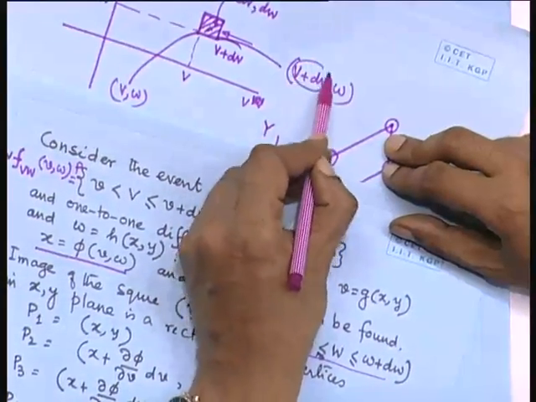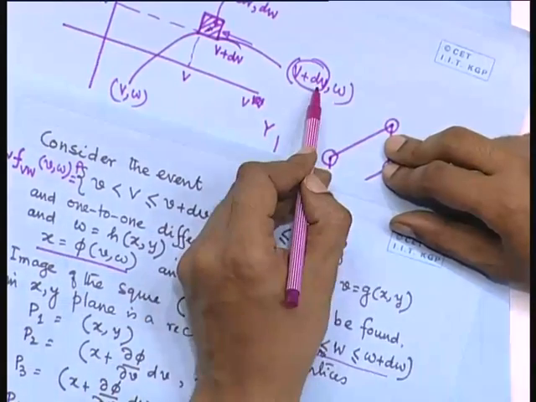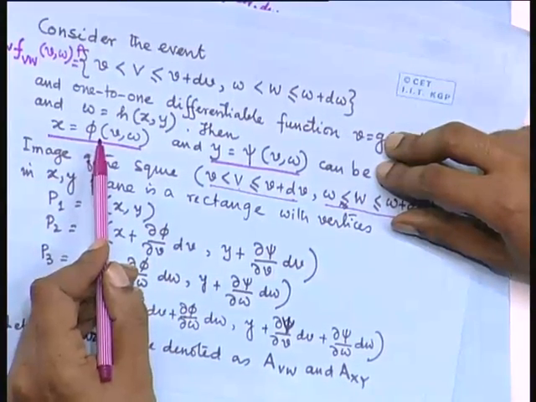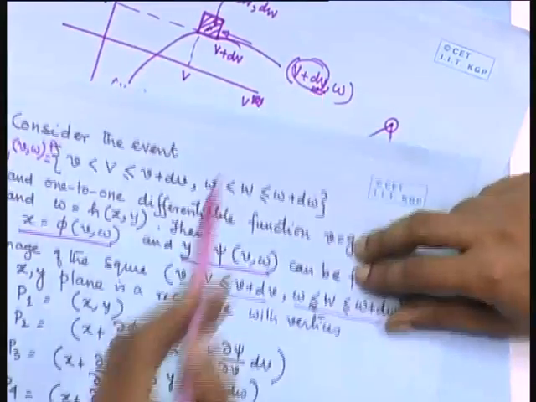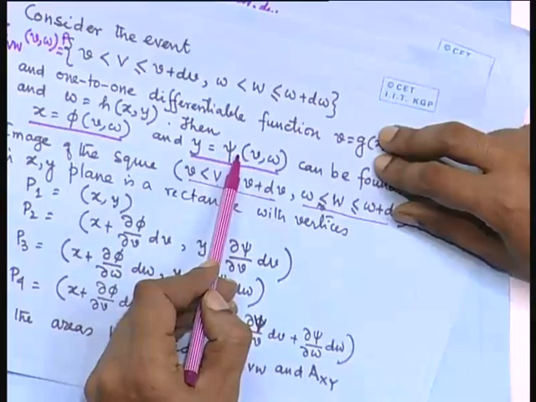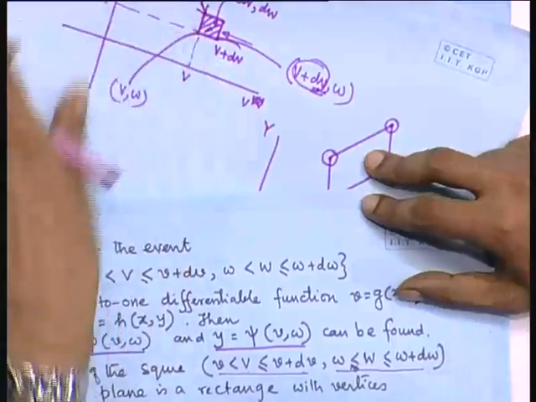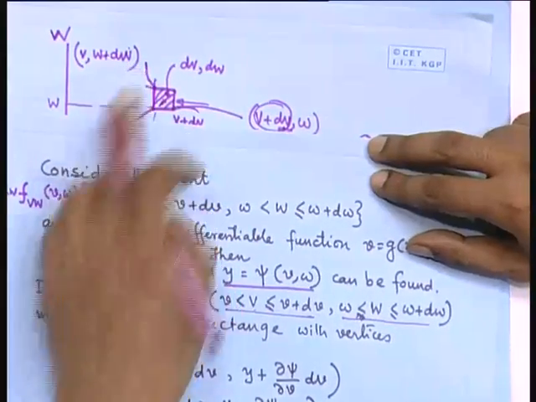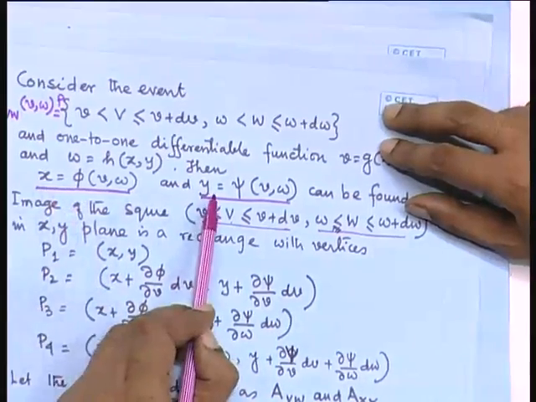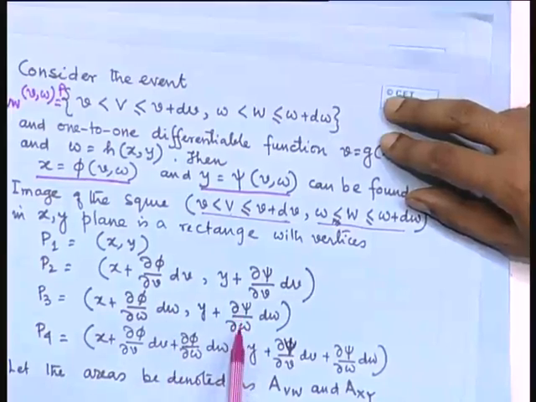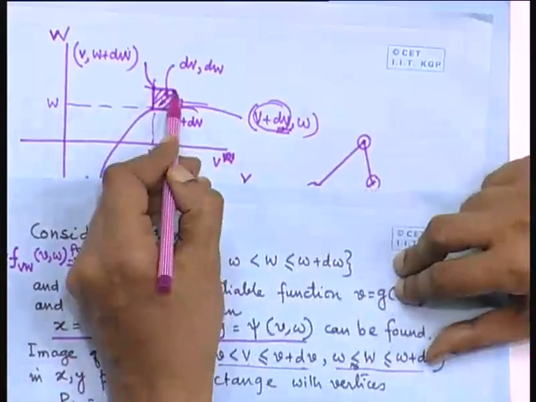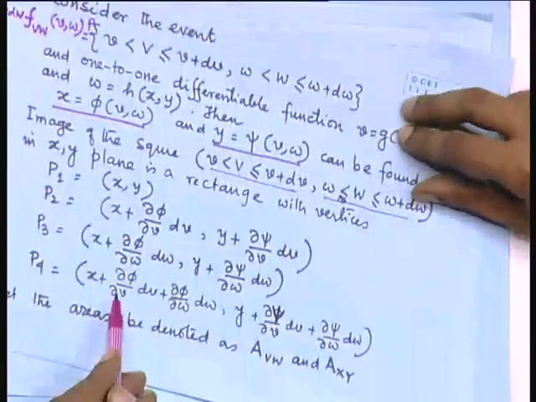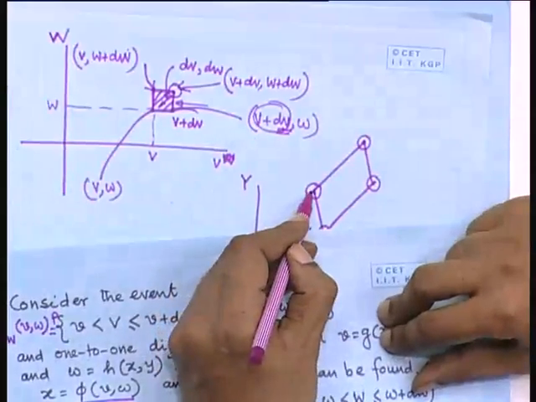So corresponding to this V plus dV, both x and y will change. By how much will x change because of this dV? x will change by del phi del V into dV, because x is phi V W, right. By how much will y change because of this dV? That will be del psi del V into dV, because y is defined by the psi function. Similarly, if you take this coordinate, that is V, W plus dW, now W is changing. So by how much do x and y change? Now it is del phi del W into dW and del psi del W into dW. So these are the corresponding coordinates we are getting, and finally here you get both V plus dV and W plus dW. Both are changing, so you have to add their corresponding terms. So now you have the 4 coordinate points on the xy plane.